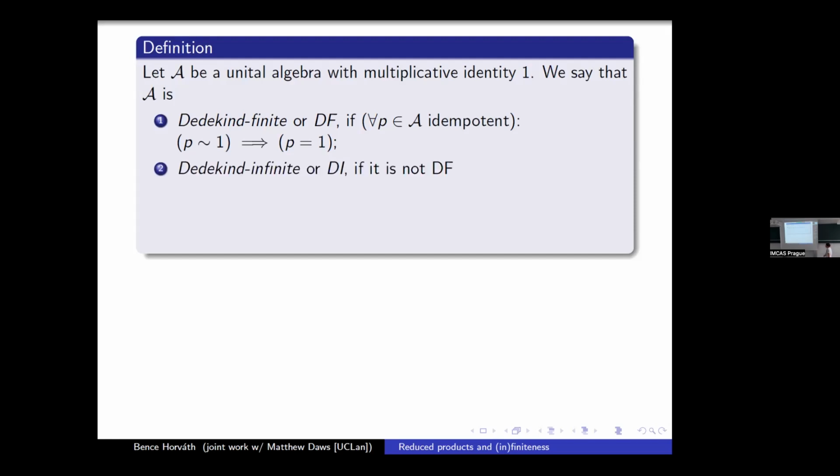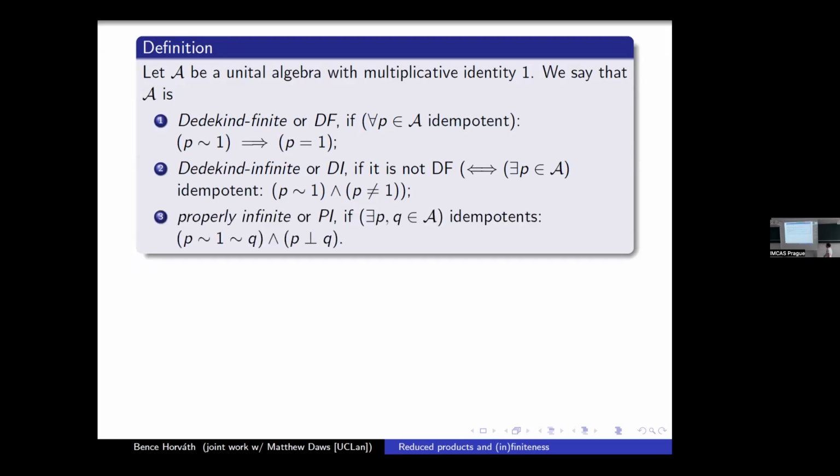And we say that it's Dedekind infinite, or DI, if it's not DF. This means just that you find some idempotent in your algebra that is algebraically equivalent to the unit, but it's not the unit. And your algebra is properly infinite, or PI, if you can find idempotents P and Q such that both of them are equivalent algebraically to the identity and they are orthogonal to each other.